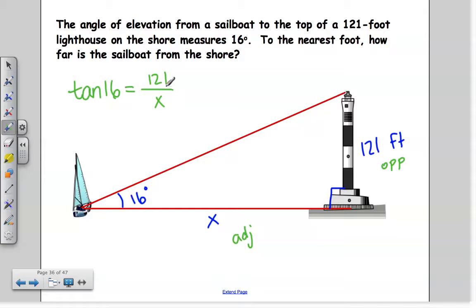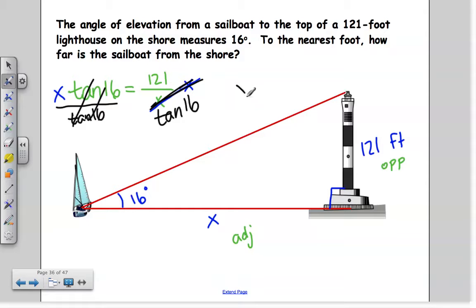Remember, when that variable is on the bottom of that fraction, I can't solve it until it's off of the bottom. So first multiply by x so that x becomes on the top here. Now it's multiplied by tangent of 16, divide by tangent of 16 to get rid of that. Divide this by tangent of 16, and we'll be good to go here. In the calculator, 121 divided by the tangent of that 16-degree angle. The distance the sailboat is from the shore is 421.98, and this is in feet. I guess they did say nearest foot, so I could say 422 feet.